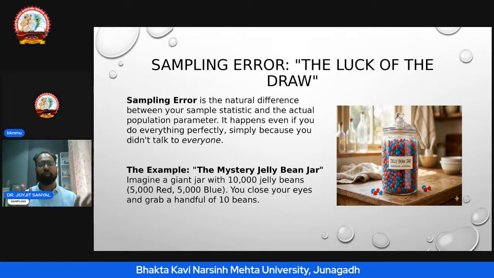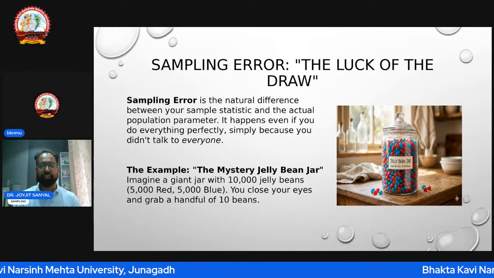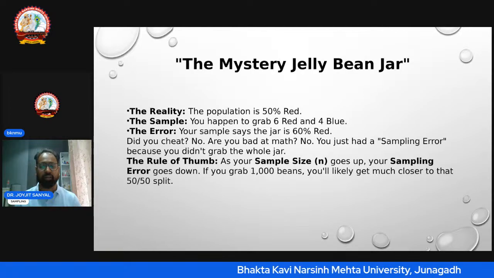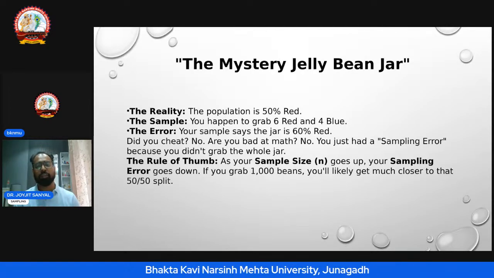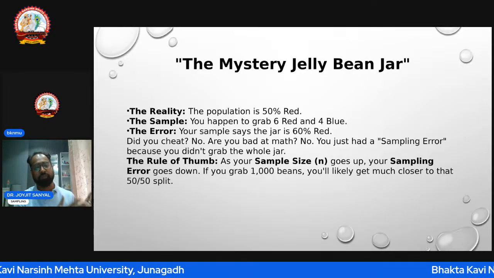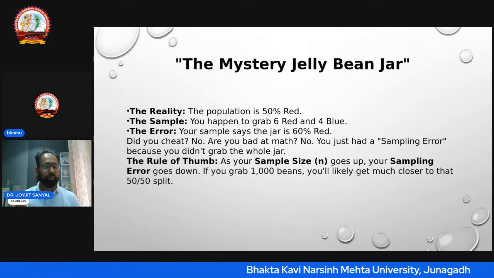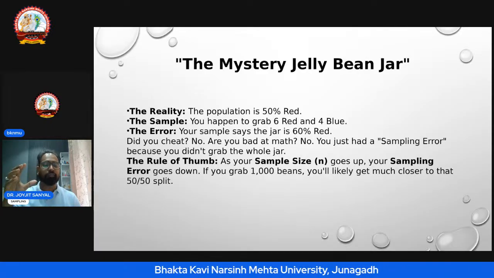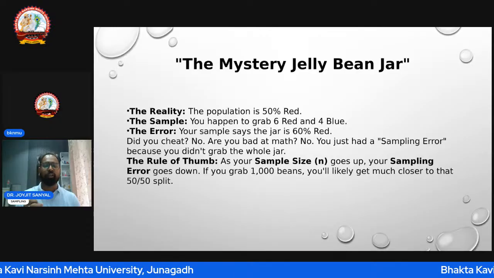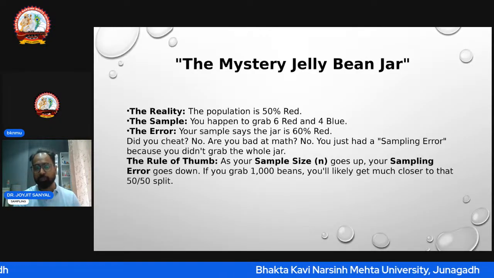Okay. So now you are supposed to collect how many? 10 beans, right? By closing your eyes. Now, what happens actually in this mystery jelly bean jar? You see, the reality is the population is 50% red. So definitely you have seen out of those 10,000, 5,000 are blue and 5,000 are red. Now, when you have collected the jelly beans by closing your eyes from the jar, you found what? You collected 6 red and 4 blue, right?